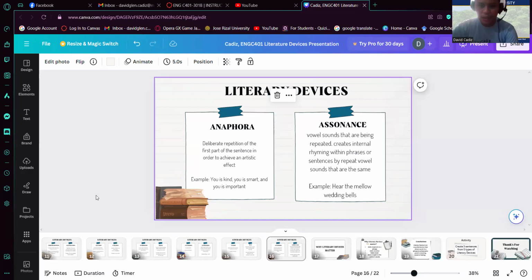Next is anaphora and assonance. Anaphora is the deliberate repetition of the first part of the sentence in order to achieve an artistic effect. An example could be you are kind, you are smart, and you are important. Or I came, I saw, I conquered. Next is assonance, which is when vowels are repeated instead of consonants. An example would be hear the mellow wedding bells, a repetition of the vowel E.